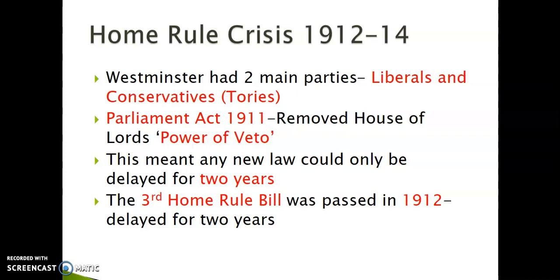So first Asquith passed the Parliament Act in 1911. This ended the veto of the House of Lords. They could reject the bill twice, but it would become law the third time. This meant that the third Home Rule Bill, which was passed in the House of Commons in 1912, would become law in 1914, despite the strong Conservative opposition in the House of Lords.